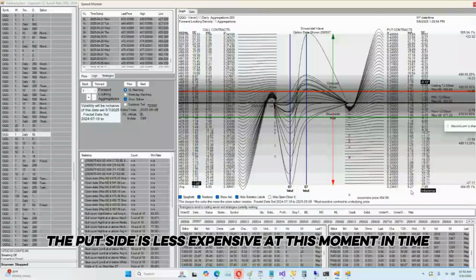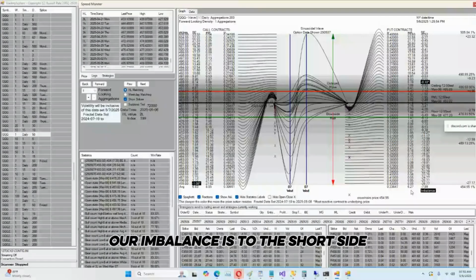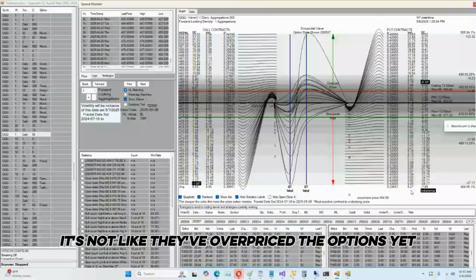So the put side is less expensive at this moment in time, even though it shows our imbalance is to the short side. Premium on the short side, on the put side, is a little cheaper right now. So there's a little benefit in there for us. It's not like they've overpriced the options yet.